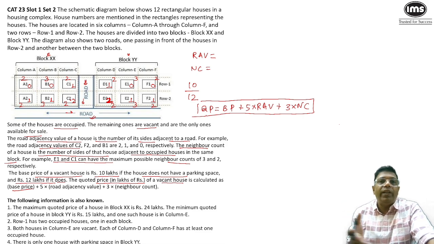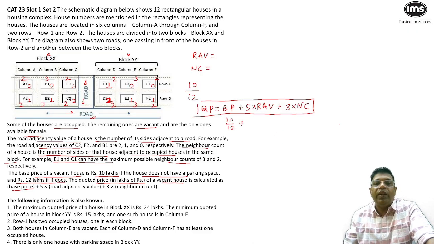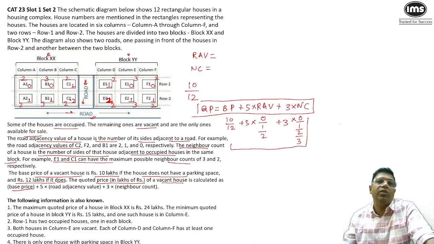You don't want to calculate the prices for an occupied house since they're not for sale. So now this value could be 10 or 12. This value could be a multiple of 5. Now road adjacency value, either it is going to be 0 or it is going to be 1 or it is going to be 2. In terms of neighbor count, it could be 0, it could be 1, it could be 2, it could be 3. These are the possibilities. And based on the question, we will consider those possibilities. Now let's read the further information.